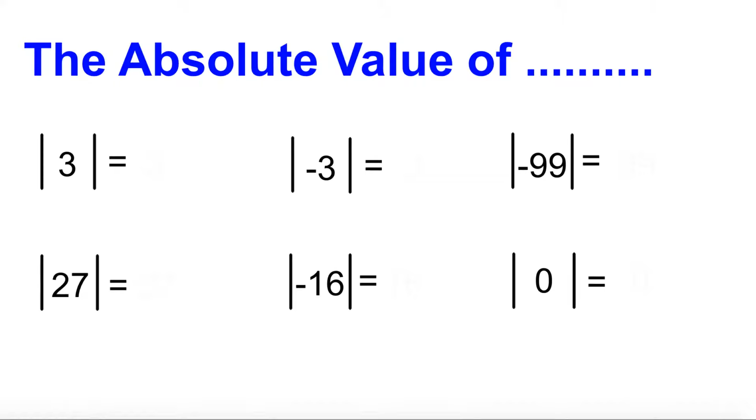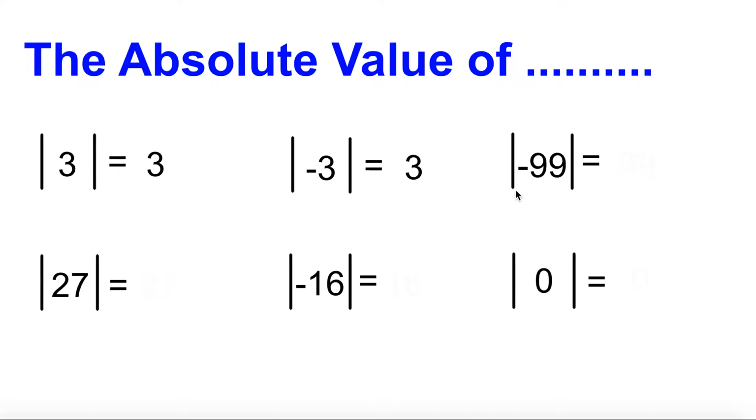Let's take a look at some examples. The lines around this 3 are the vertical lines we use for absolute value. So we read this as the absolute value of 3. We're asking ourselves, how many spaces is 3 from 0? Well, it's 3 spaces from 0. So now let's take a look at negative 3. The absolute value of negative 3 is 3 because it is 3 spaces from 0.